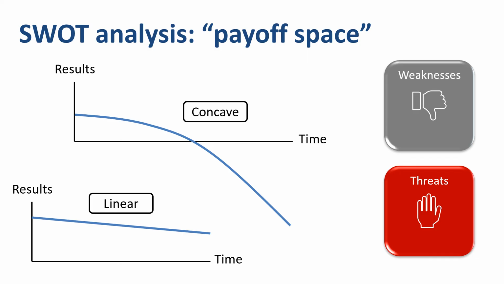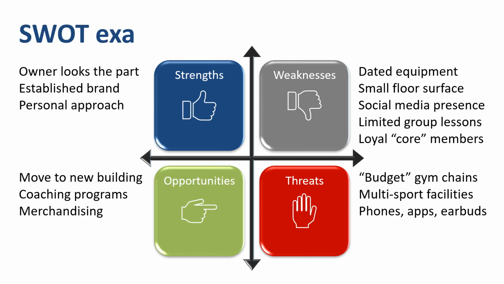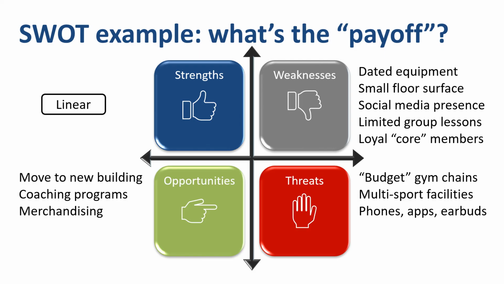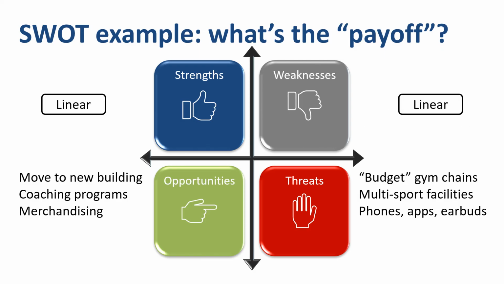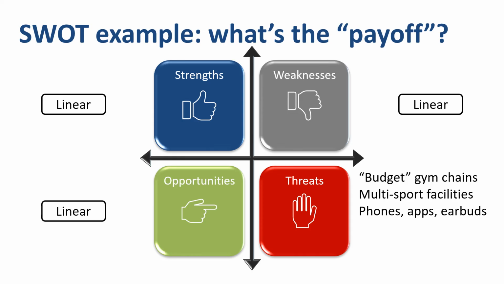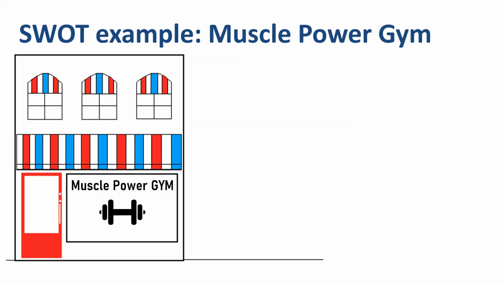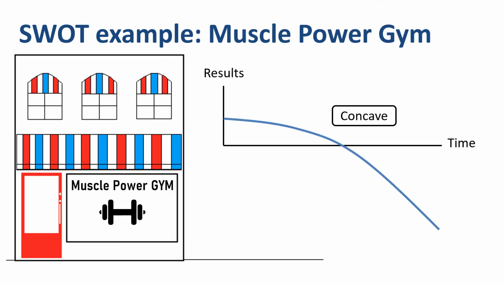What is the potential payoff in each of the 4 sections of the SWOT matrix for Muscle Power Gym? The strengths look fairly linear. The weaknesses? Linear. The opportunities? Linear. The threats? Yep, that's where the problem is. The threats have a concave payoff, making the SWOT matrix very unbalanced. Muscle Power Gym is at risk of getting hurt big time, even so badly that it could end up going out of business.